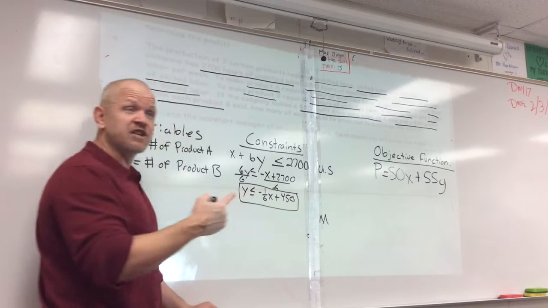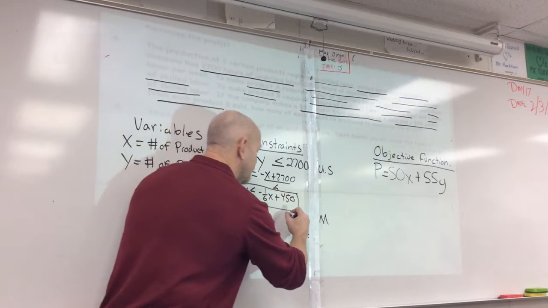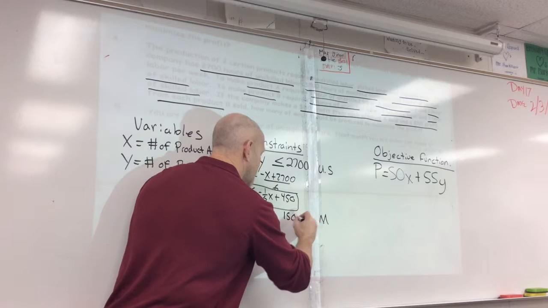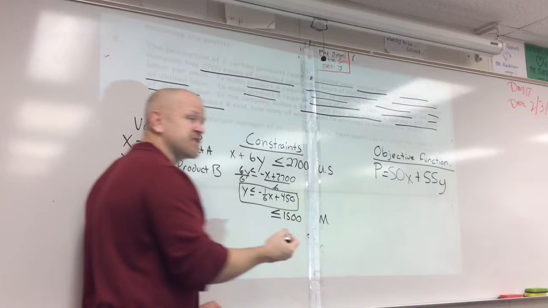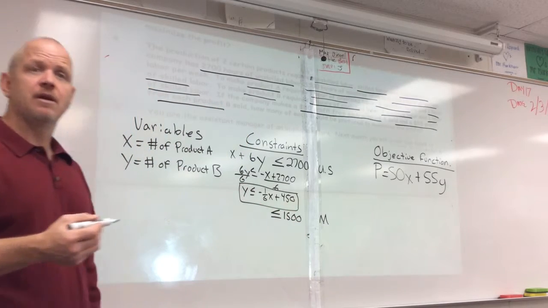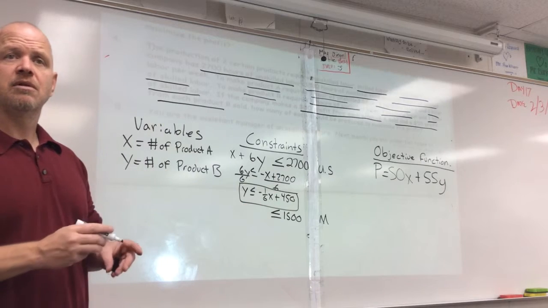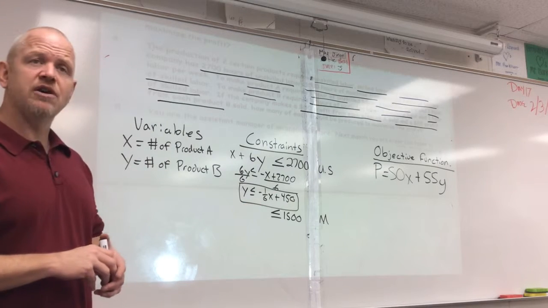1,500 hours. Everyone see it's 1,500? So I write 1,500 right here. And I can't go over it, so what's my inequality sign? Less than or equal to, because I can't go over it. All right? Jacob, what's the equation that I'm using here?